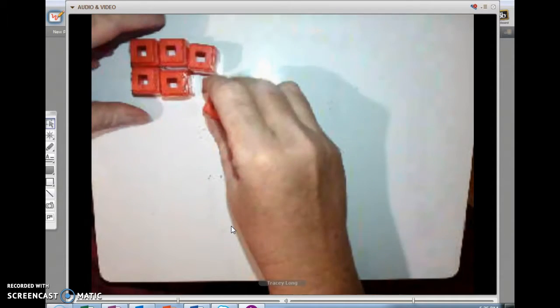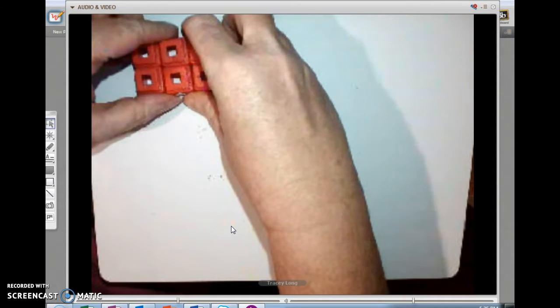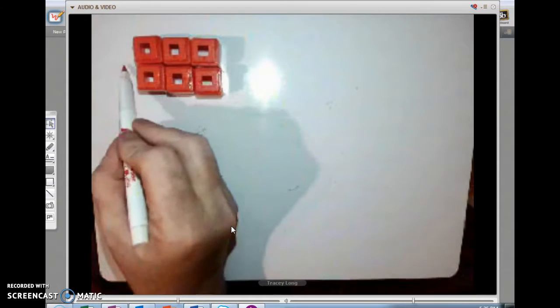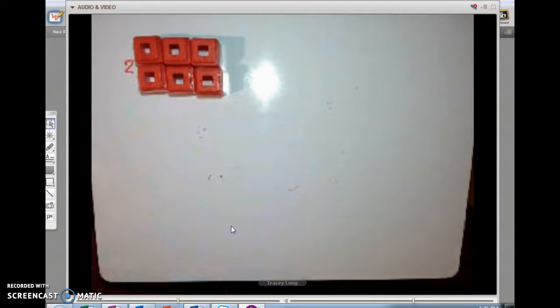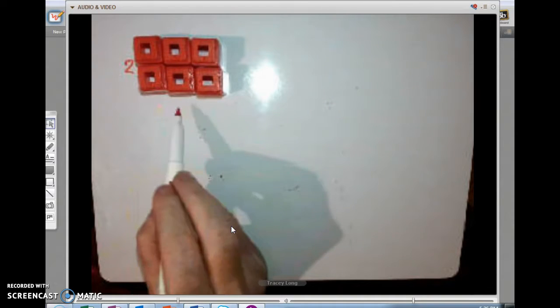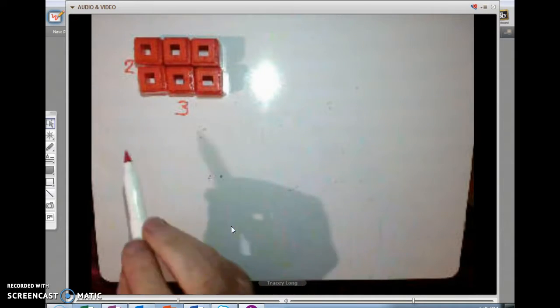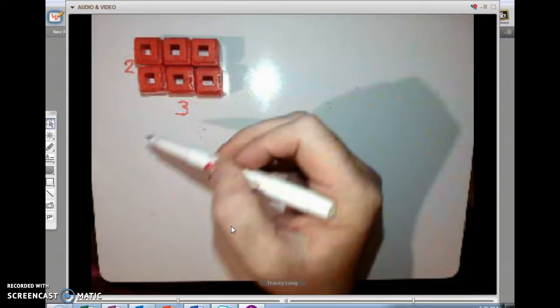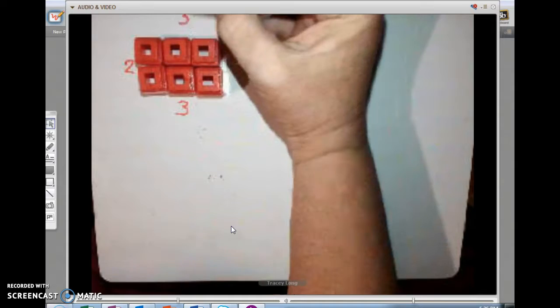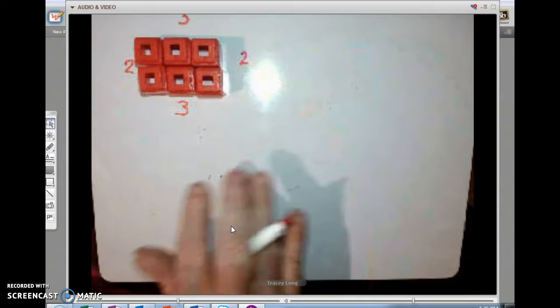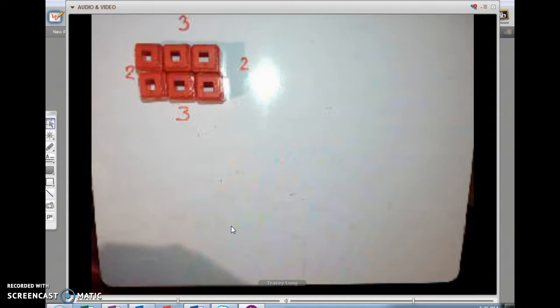All right. And what I first notice about this rectangle, let me see if I have a red pen to go with it, is that the length of this side is 2 units, or 2 cubes. The length of this side is 3 cubes. Okay? Now, we also know that when we have rectangles, opposite sides are congruent. So if this side is 3, this side is also 3. And we know that if this side is 2, then this side over here has to be 2. Okay, everybody with me so far? Now, check out what I'm going to do.